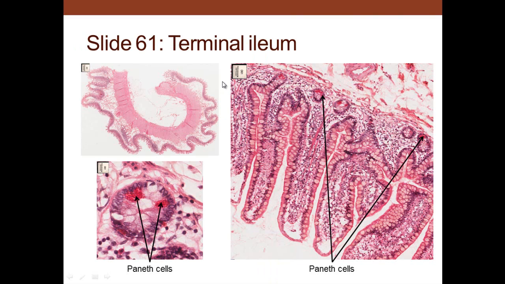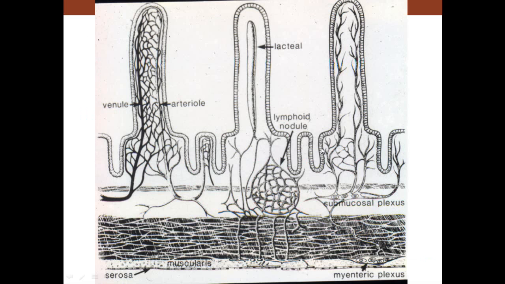Here we see the terminal ileum on slide 61. This is the muscularis externa, and then this is actually the luminal surface in through there. We can see Paneth cells at the base of these. So when bacteria slip in through there, the Paneth cells are ready to engage them.